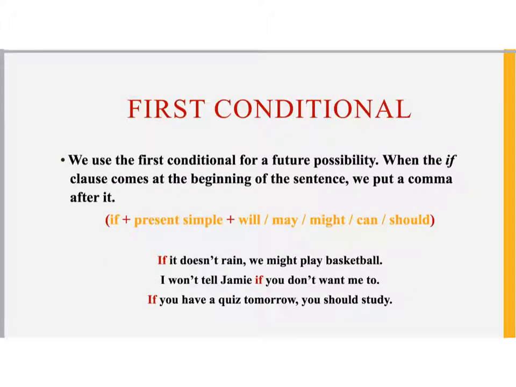We use the first conditional for a future possibility. When the if clause comes at the beginning of a sentence, we put a comma after it. Please look at the examples. If it doesn't rain, we might play basketball. I won't tell Jamie if you don't want me to. If you have a quiz tomorrow, you should study.